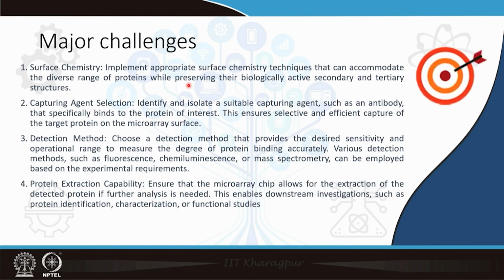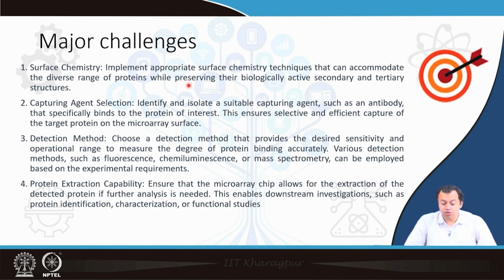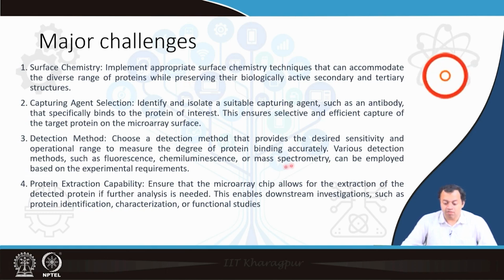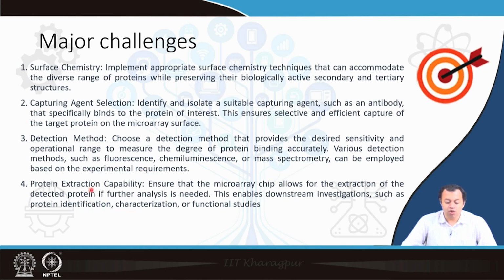Capturing agent selection: identify and isolate a suitable capturing agent, such as an antibody that specifically binds to the protein of interest. Detection method: choose a detection method, usually fluorescence, but chemiluminescence or mass spectroscopy can be employed based on experimental requirements. And then the protein extraction capacity: ensure that the microarray chip allows for the extraction of a detected protein if further analysis is needed. It enables downstream investigation such as protein identification, characterization or functional studies.